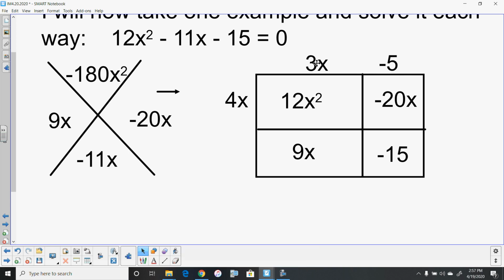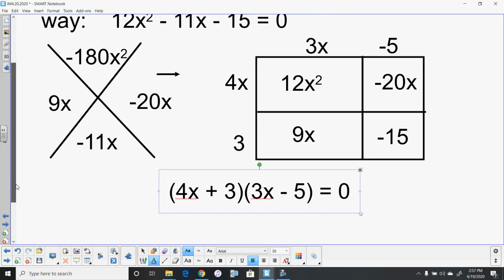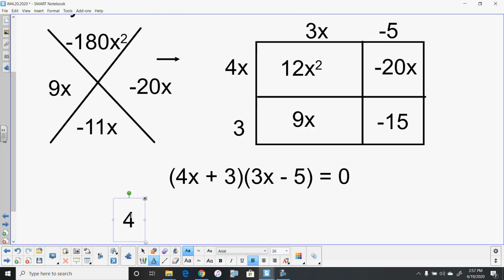What multiplies with 3x to get 9x? That would be positive 3, and let's check. 3 times negative 5, negative 15. It is. So we can now create, using 3x and negative 5 and 4x and positive 3, two binomials. Okay, that equals 0. You can set each of these equal to 0 and solve for x.